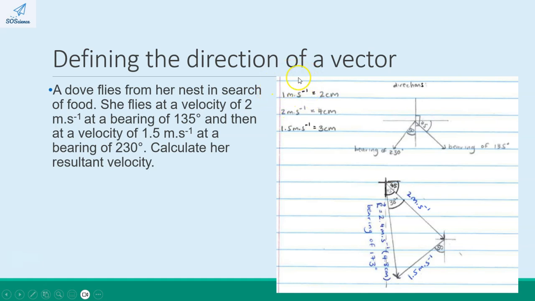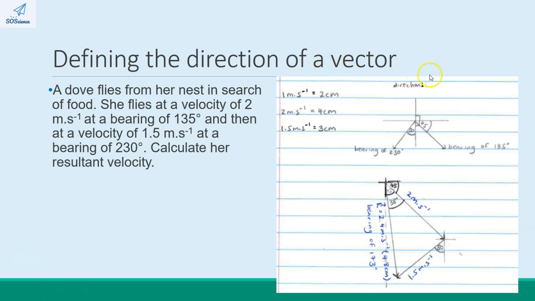1 meter per second to be represented by 2 centimeters, which means that 2 meters per second will be represented by 4 centimeters and 1.5 meters per second by 3 centimeters. How did I work that out? Well, 1 times 2 is 2, so 2 times 2 is 4. And in this case, 1 times 1.5 is 1.5, so 2 times 1.5 is 3 centimeters. So that's the first step.